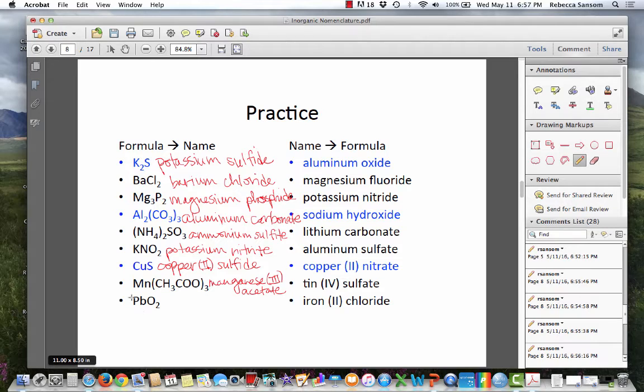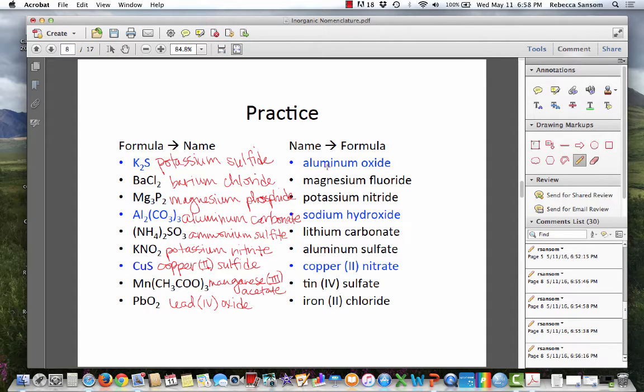Last here I have Pb, which is lead. Lead is like a post-transition metal. It's not in the D block, but it still can have multiple charges. So now I've got to look at this carefully. It's O2, and you might be tempted to say, well, that means it must be lead 2 because there's 2 oxygens there. But if you remember, oxygen has a -2 charge, so if I have 2 of them, that makes -4. My lead actually has to be +4. So this is lead 4 oxide. Be careful with those.